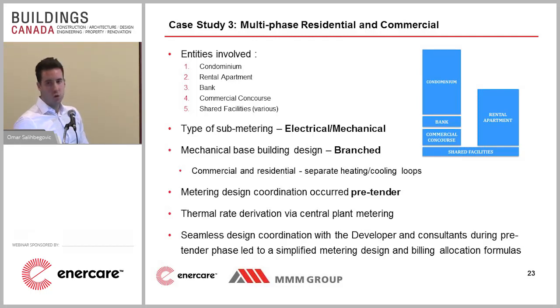Because we were installing thermal meters on this project, we actually had to meter the central plant as well. So I'll go into a little bit of detail about how we do that and why we do it. But the point of the story that you should take away from this case study is that because it was coordinated so early, the metering design was quite simple and the allocations are fairly seamless. Again, the developer in this case had great insight into what the end user would want when the project was completed. So let's go into it.